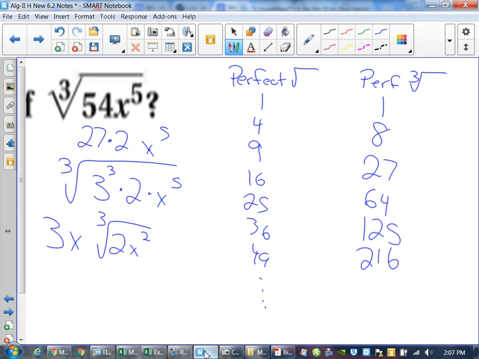Yes, sir? Because what I did was I took out an x cubed. Because this x to the 5th, if I rewrite that, I can write it as this. So 1 comes out, and I have 2 left in. That's what I was doing. I was just saying it without splitting that out. That makes more sense. Thank you. So it really isn't all that different from what we've done before, except there's a cube root instead of a square root.